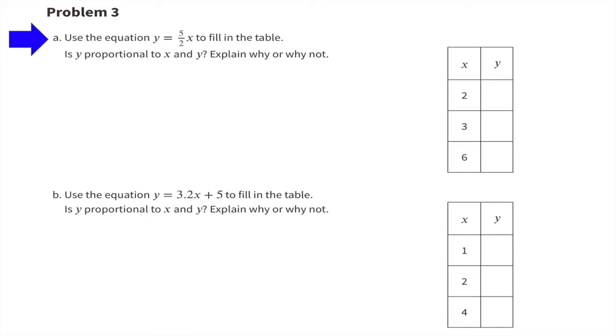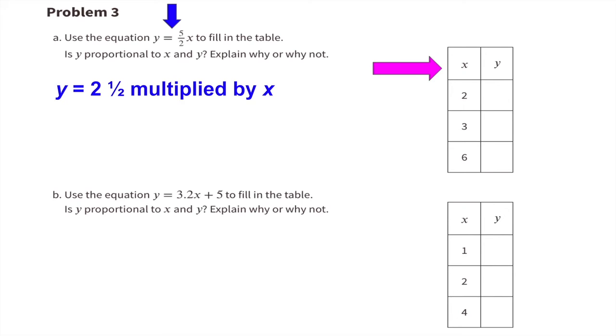Number 3. A. Use the equation y equals 5/2 x to fill in the table. Is y proportional to x? Explain why or why not. y equals 5/2 x. So 5/2 is the same as 2.5 because 5 divided by 2 is 2.5. So y equals 2.5 multiplied by x.